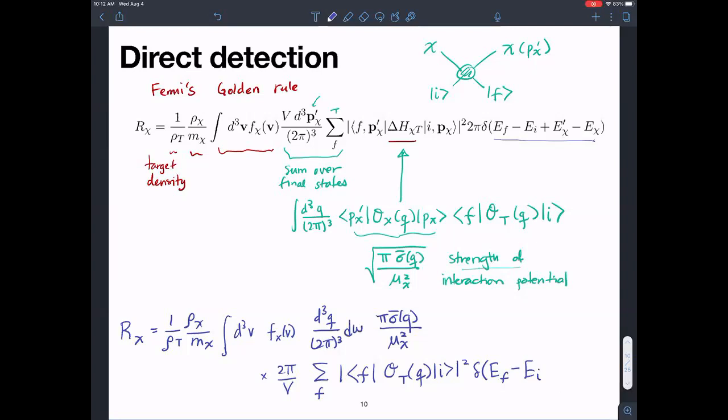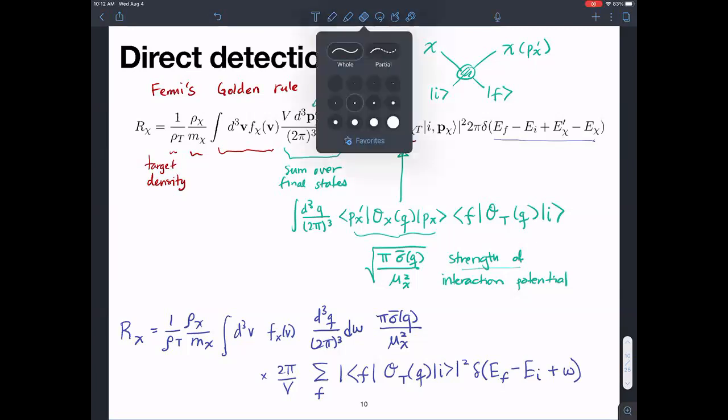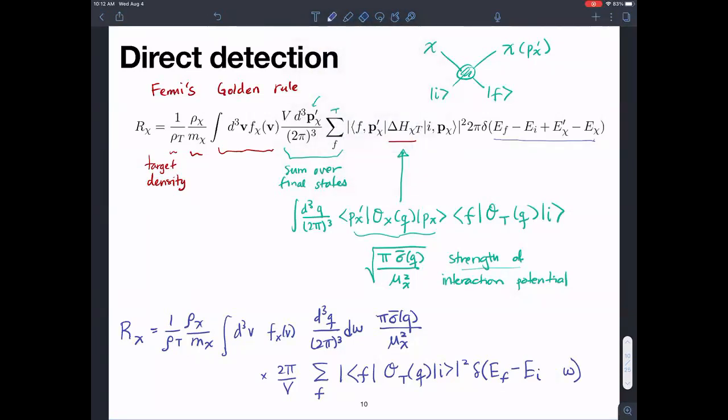And I can now factorize the target piece by writing this as omega. Sorry, that's minus omega. So I've replaced the energy that the dark matter has deposited with omega, and then I have to introduce it back up here, including the d omega.